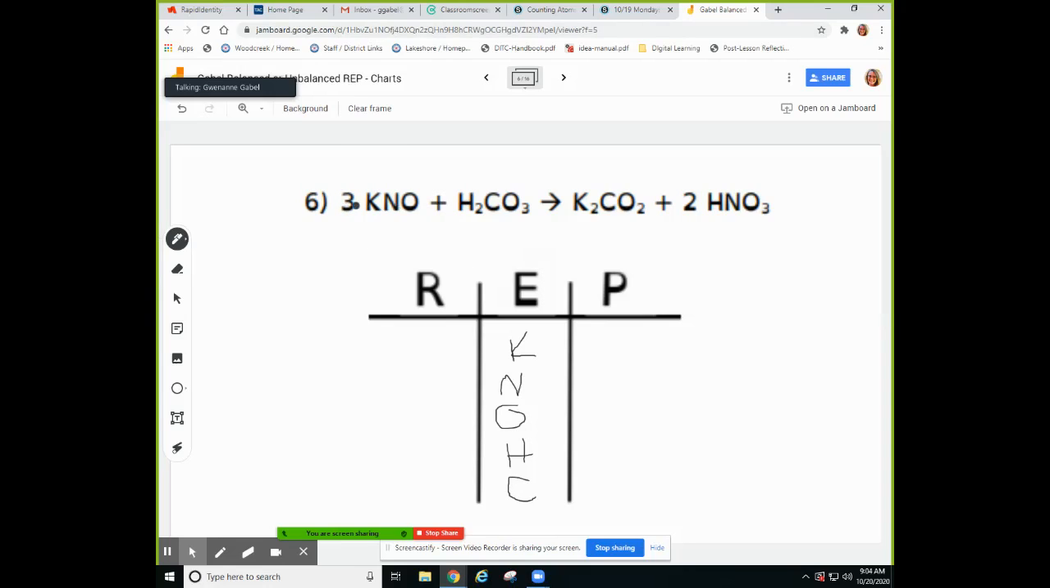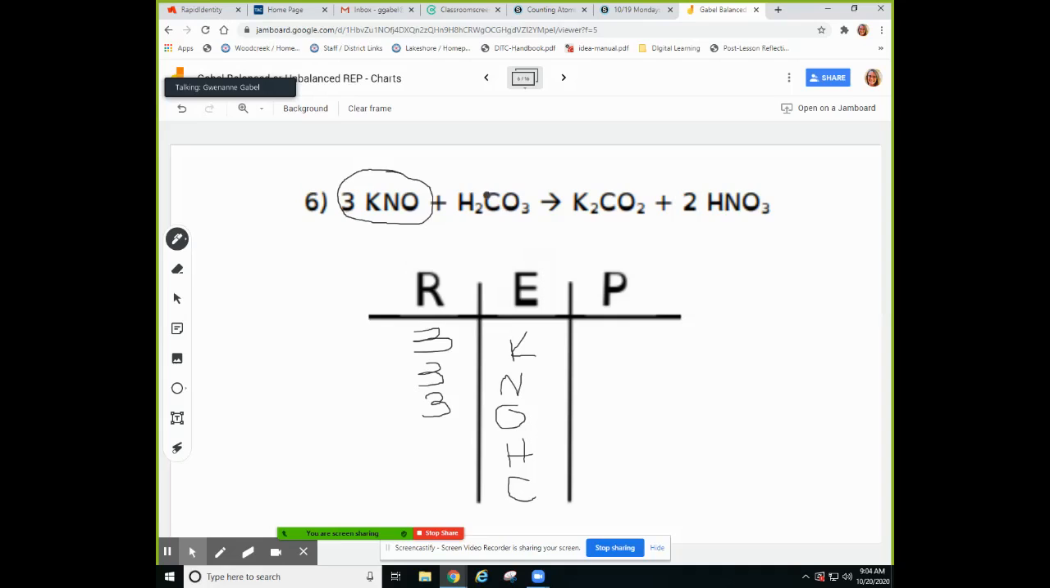All right, so let's distribute our coefficient. This is saying that there are 3 groups or 3 molecules of potassium nitrate. There's 3 molecules of this compound, so I need to distribute this 3 to each element. This 3 means that there are 3 atoms of potassium, 3 atoms of nitrogen, and 3 atoms of oxygen.